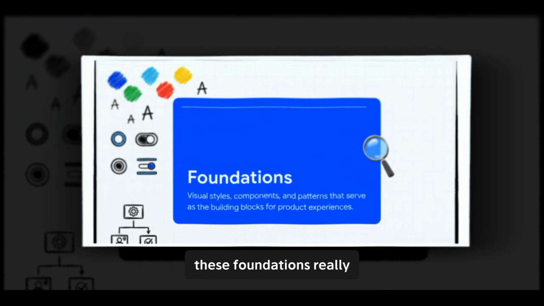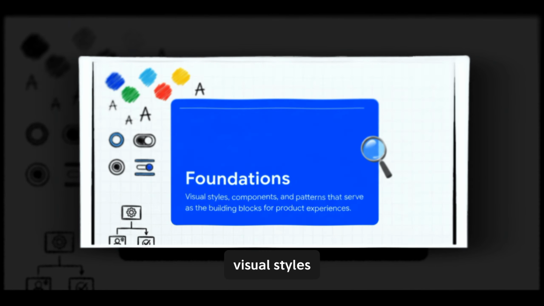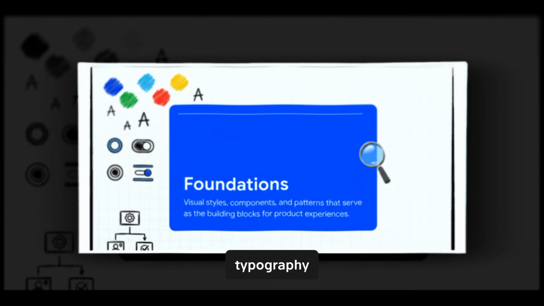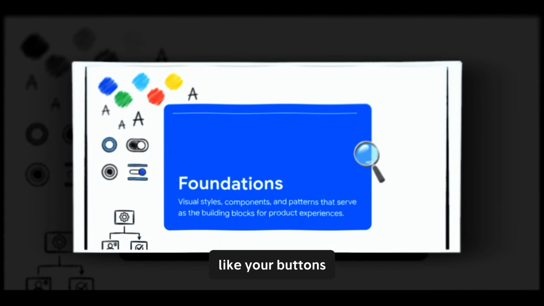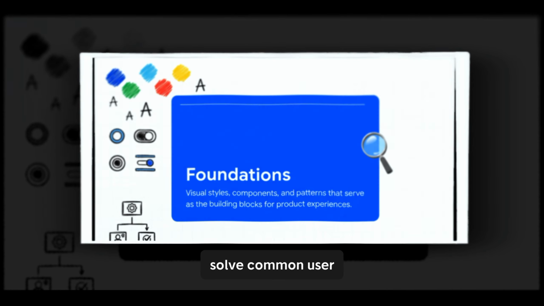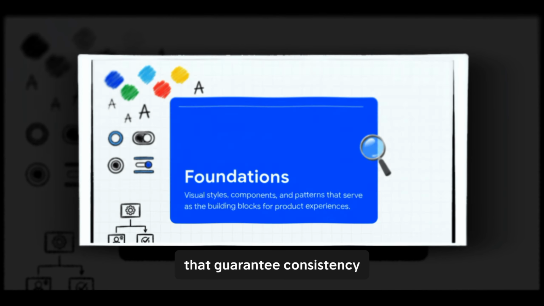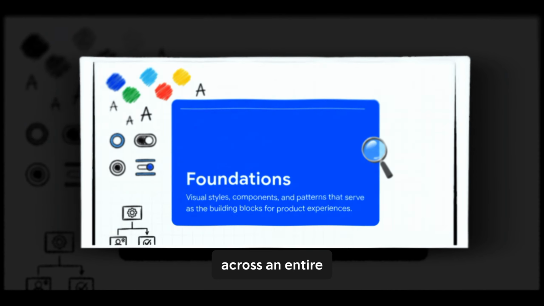So, what are these foundations, really? Well, they're the whole collection of visual styles. Think colors and typography, the functional components like your buttons and menus, and all the established patterns that solve common user problems. These are the big, fundamental decisions that guarantee consistency across an entire product.